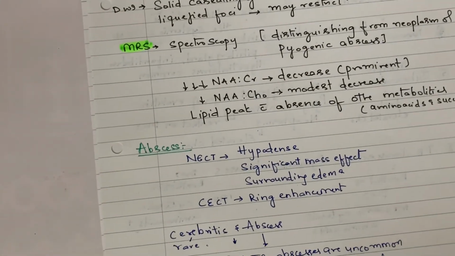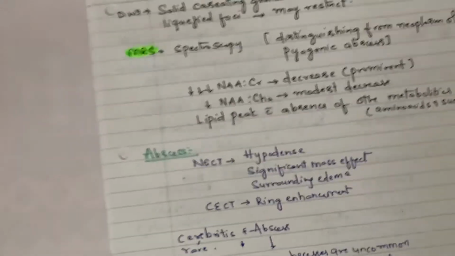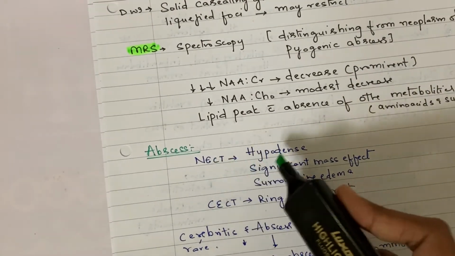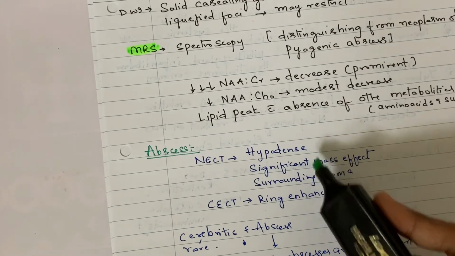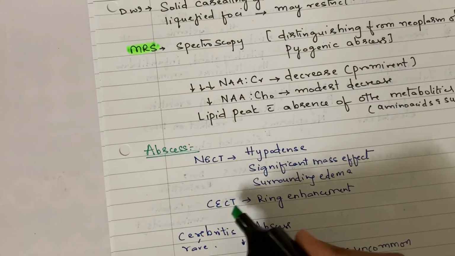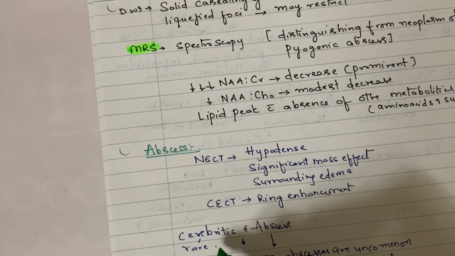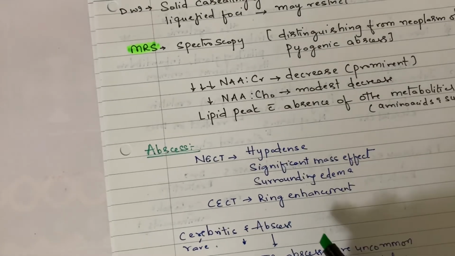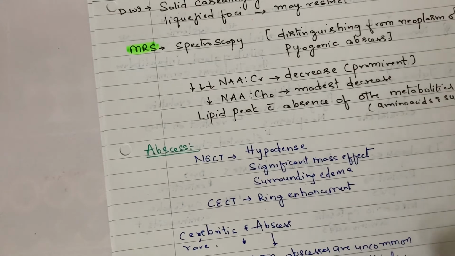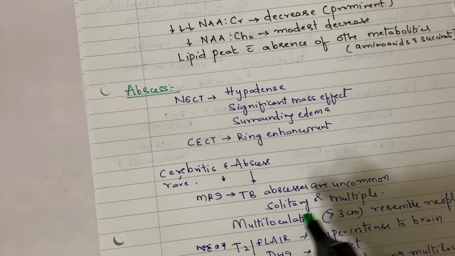Then coming to abscess. These are pseudo abscesses because they do not have any pus or neutrophils. They have mainly macrophages. On NECT, these abscesses are hypodense. They have significant mass effect with surrounding edema. On contrast, they have ring-like enhancement. Cerebritis is very rare. Normally these TB abscesses are uncommon. They can be solitary or multiple.